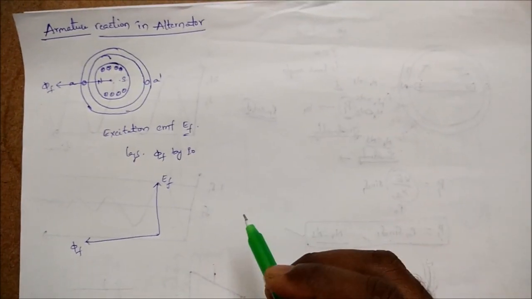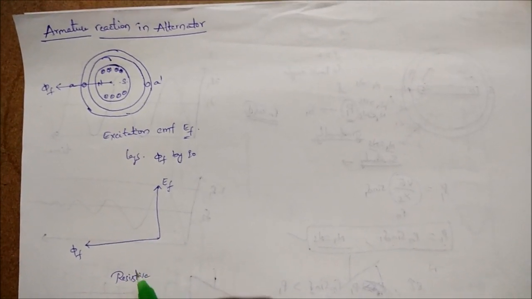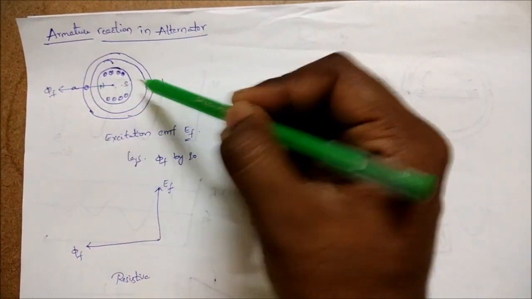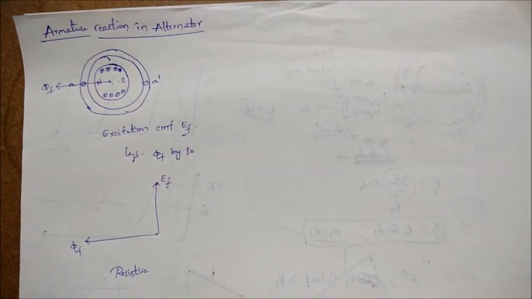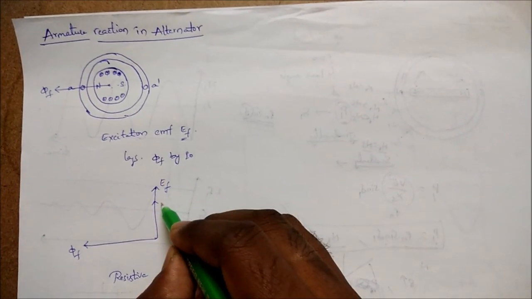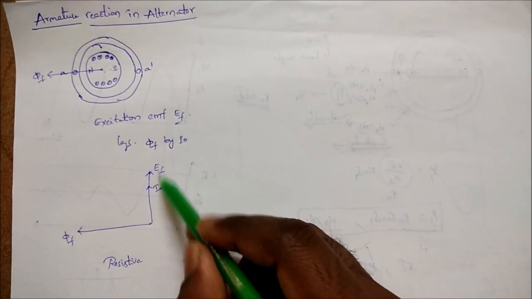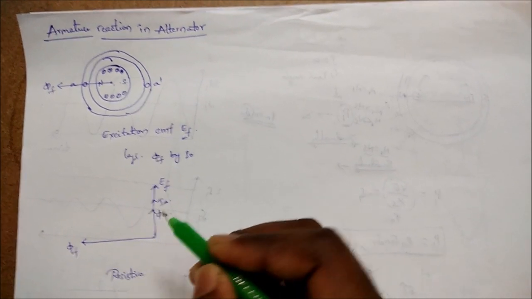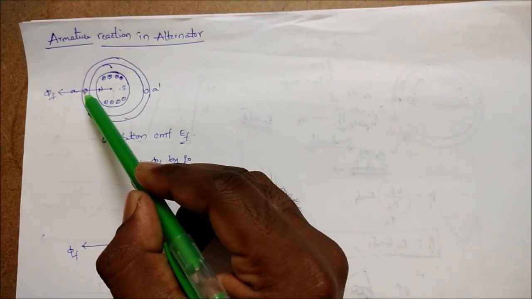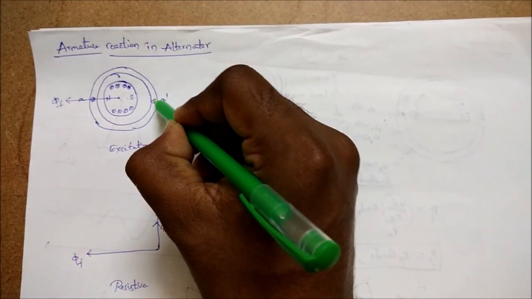Now if you connect a resistive load, the current flows in these armature conductors due to this excitation EMF. The produced current will be in phase with this EMF because of the resistive load. The voltage and current will be in phase. If the current is in this direction, the flux is also in the same direction. Here let it be cross and let it be dot.